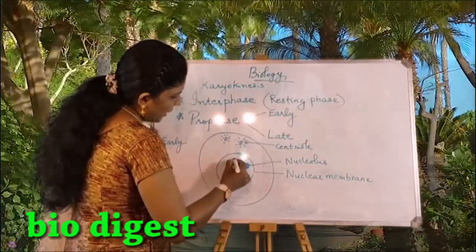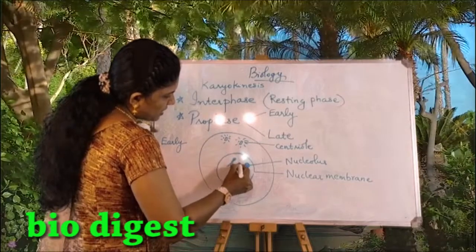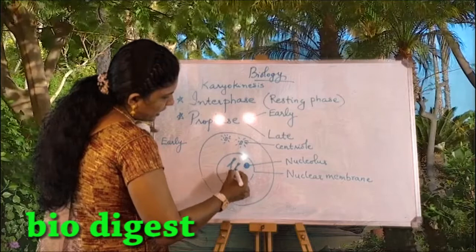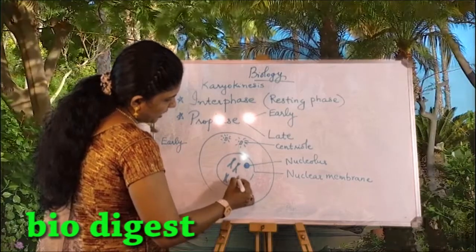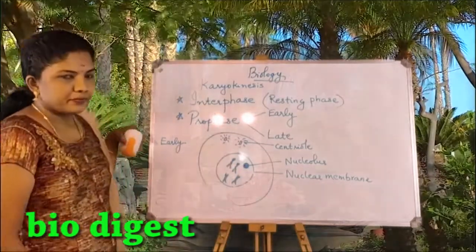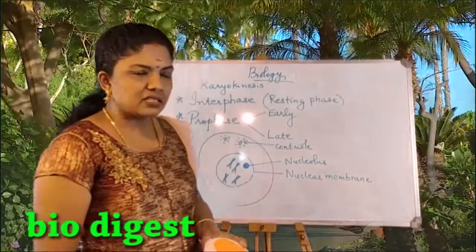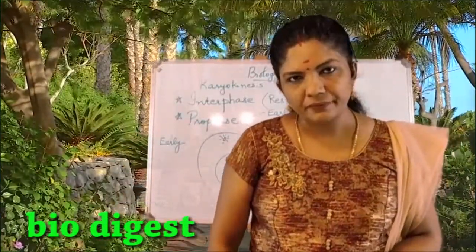Now, you will be able to see chromosomes now. Previously, it was in the form of thread-like structures. Now, you will be able to see chromosomes like this. Chromosomes will become distinct. Okay? So, all these changes are taking place during early prophase.